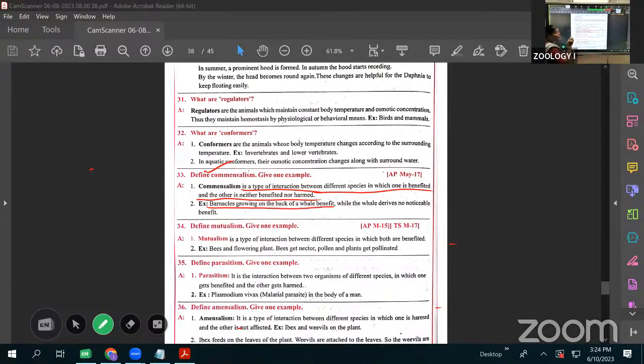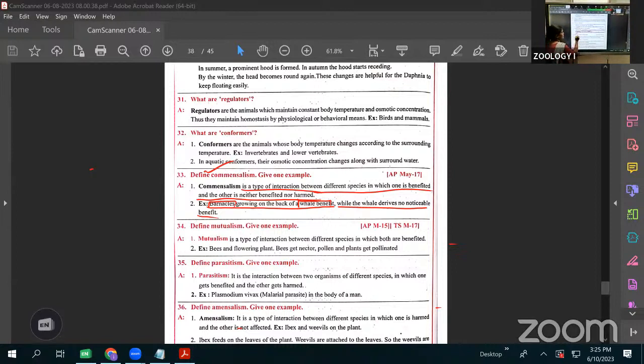Barnacles grow on the back of the whale. They are transported from one place to another place, but the whale is not benefited nor harmed. That we call commensalism.